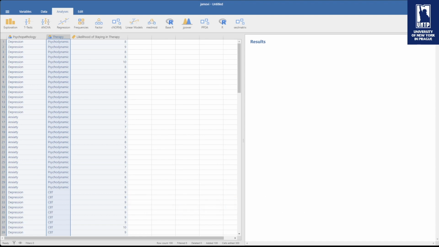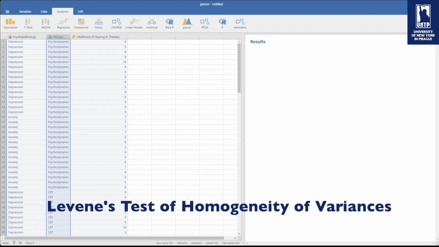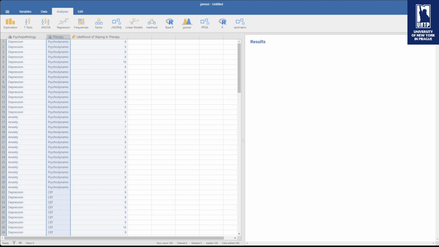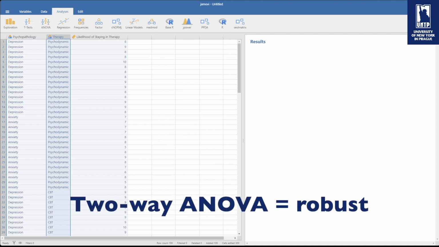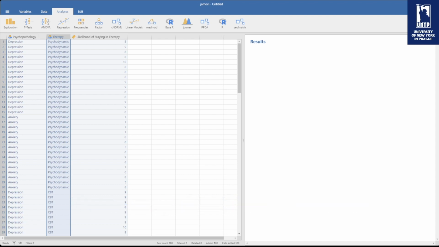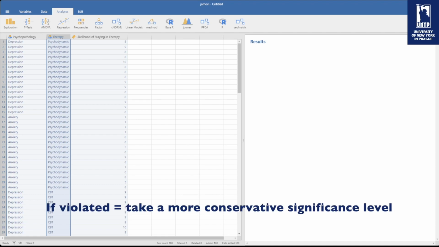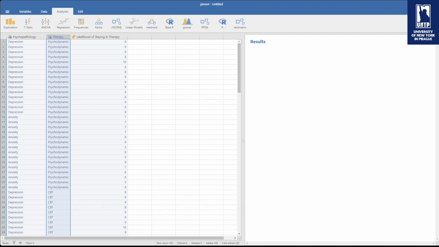It was tested with Levene's test of homogeneity of variances, and it's a critical assumption, but for the purpose of these videos, and since two-way ANOVA is a robust test, in case it is violated, it doesn't have to halt our analysis, but we just need to report it, and maybe I would recommend to just take a more conservative significance level. So maybe consider a significant p rather than less than 0.05, maybe less than 0.01, let's say.